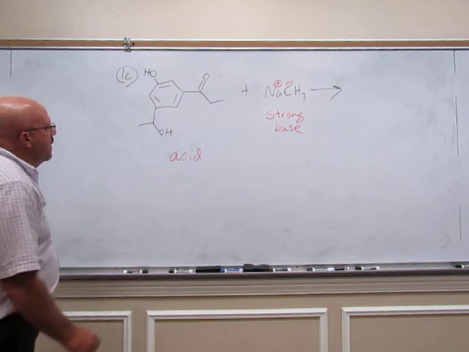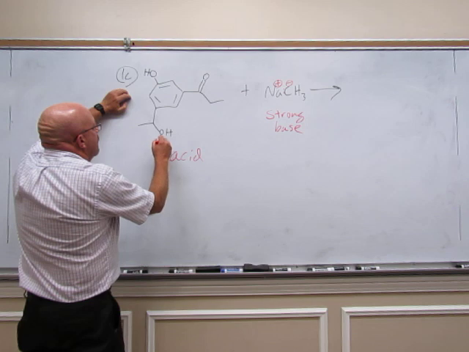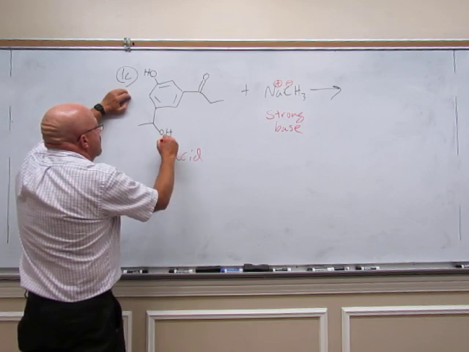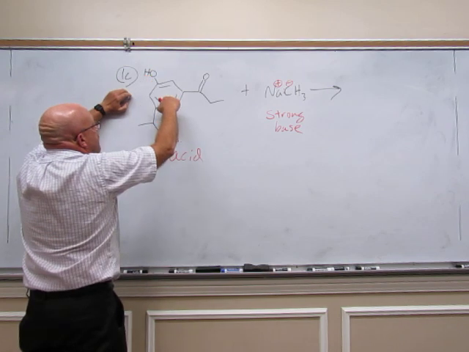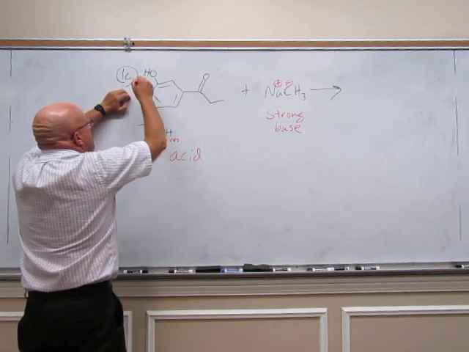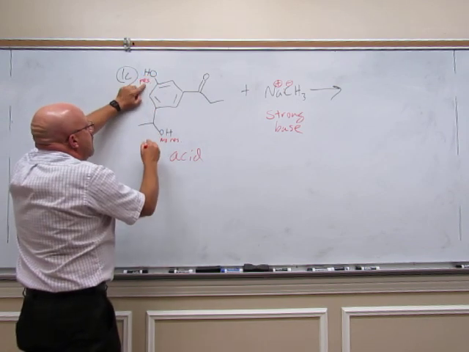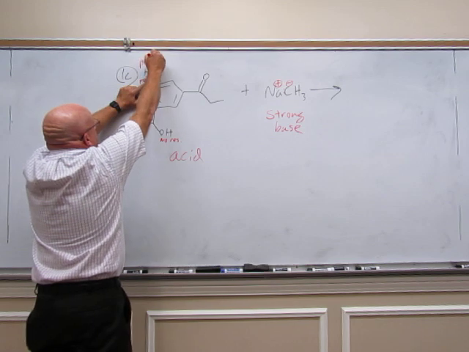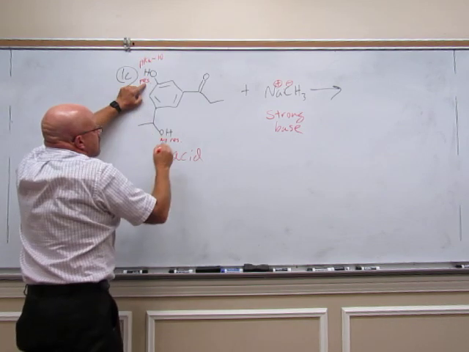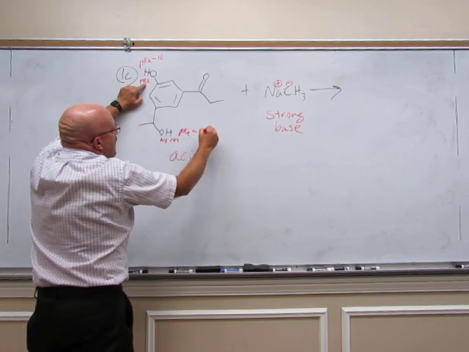Which one is more acidic? So we've got two alcohols. This one has no resonance. This oxygen has resonance into the phenyl group. This one is more acidic. The pKa of this one is about 10. The pKa of this one is in that 16 to 18 region.